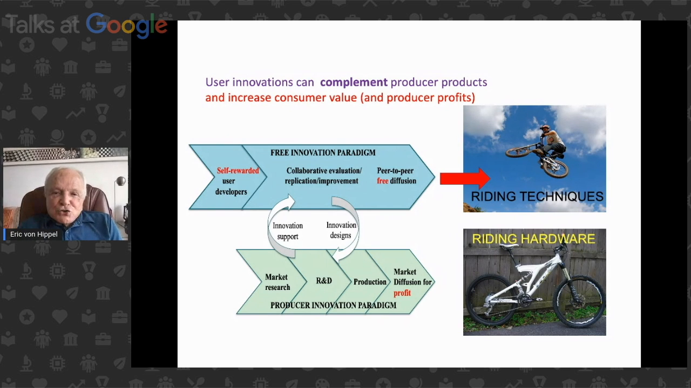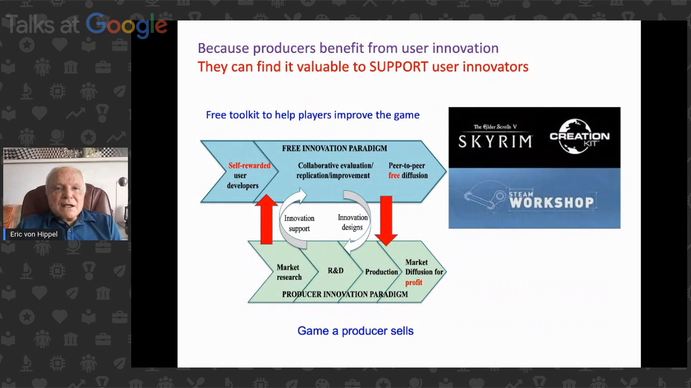The manufacturer benefits because it adds value to what he sells, namely the mountain bike hardware. But it's a complement. It's a free complement that gives value to a system of mountain bike riding. Now, because producers benefit from user innovation, they can find it valuable to support user innovators. And increasingly, you're starting to see that.